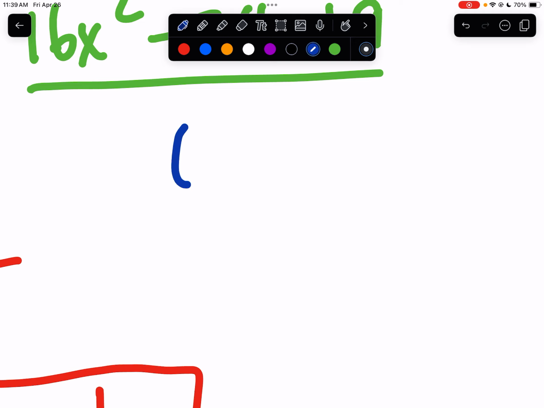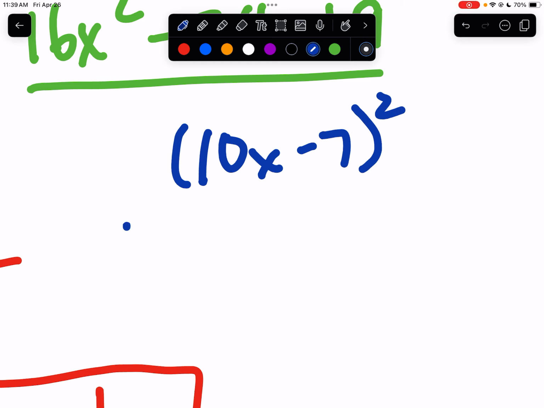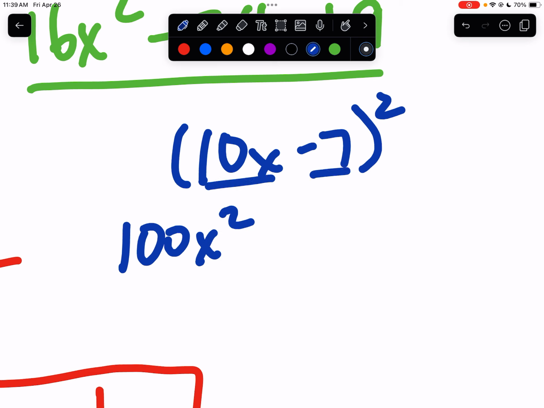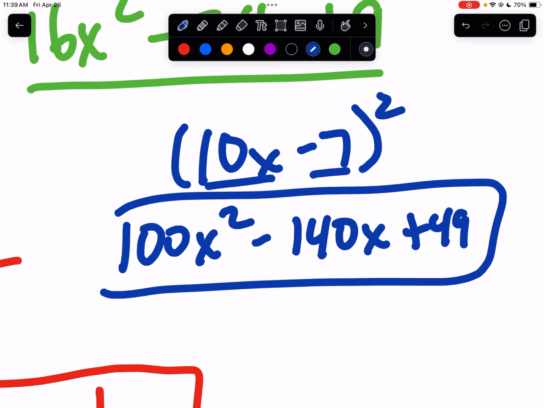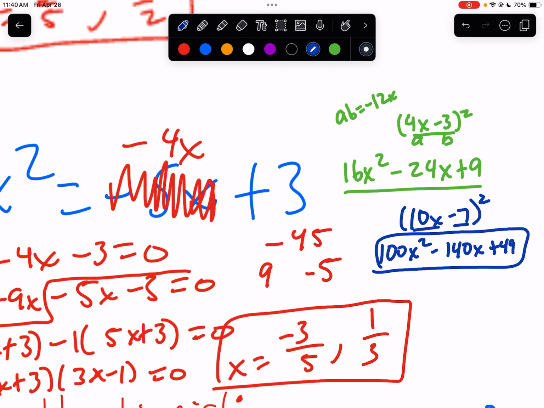What if I had 10x minus 7 squared? That would be a squared, 100x squared. What would be a times b? 10x times negative 7 would be minus 70. So 2 of those would be minus 140, and then negative 7 squared would be plus 49. Boom. So that is 10x minus 7 squared.